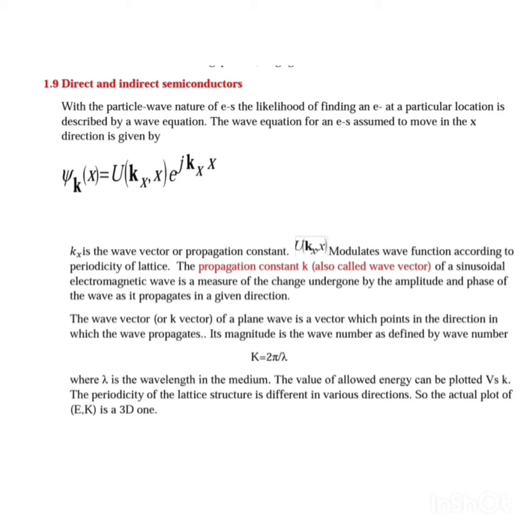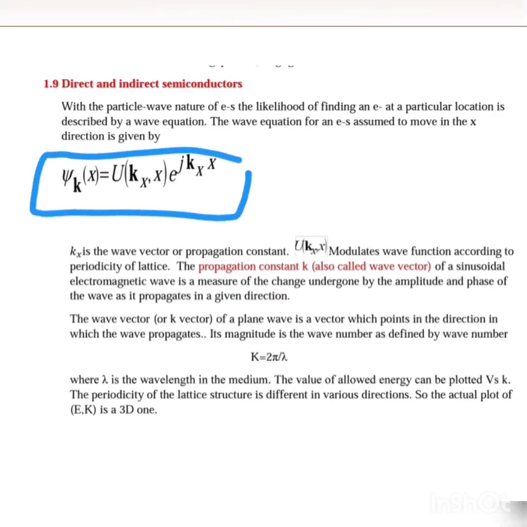a wave equation. And the wave equation for an electron assumed to move in x direction is given by psi k of x is equal to u kx comma x into e raised to j kx x, where psi k of x is the wave function that is given by a u function into e raised to j kx x, where kx is the wave factor or propagation constant, and u kx x modulates the wave function according to the periodicity of lattice.